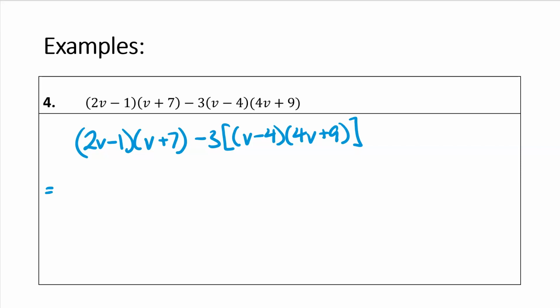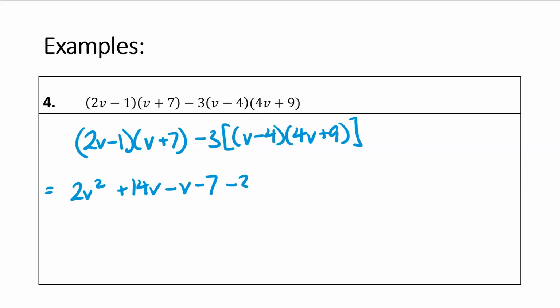First, we'll start with 2v minus 1 times v plus 7. 2v times v is 2v squared. 2v times 7 is a positive 14v. Negative 1 times v is a negative v. Negative 1 times 7 is a negative 7.